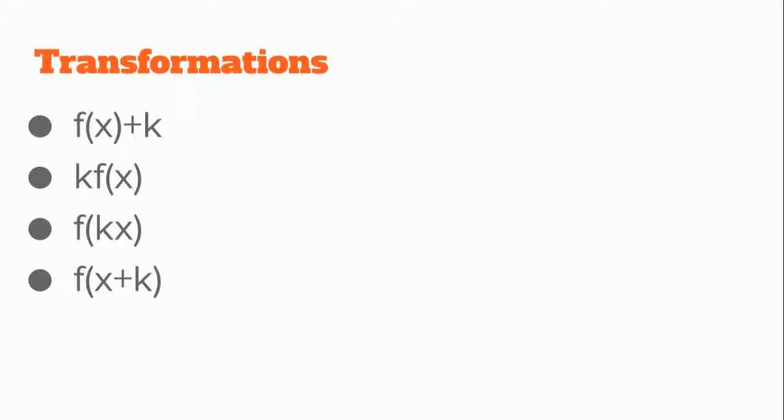So the transformations. For f of x plus k, when k is positive, the graph moves up along the y-axis, and when k is negative, it moves down below the x-axis. When it's k times f of x, when k is positive, the curve gets wider, and when k is negative, the curve flips over along the x-axis.